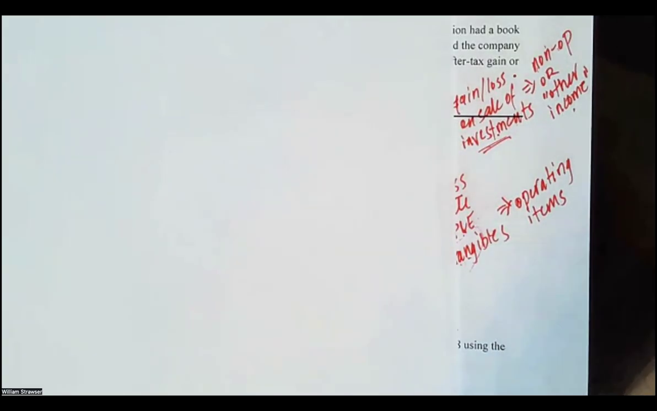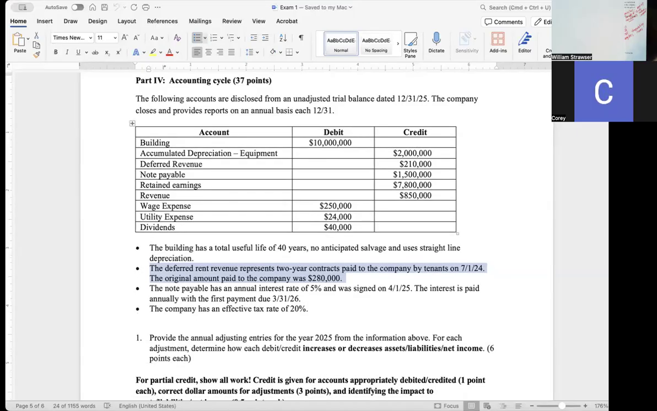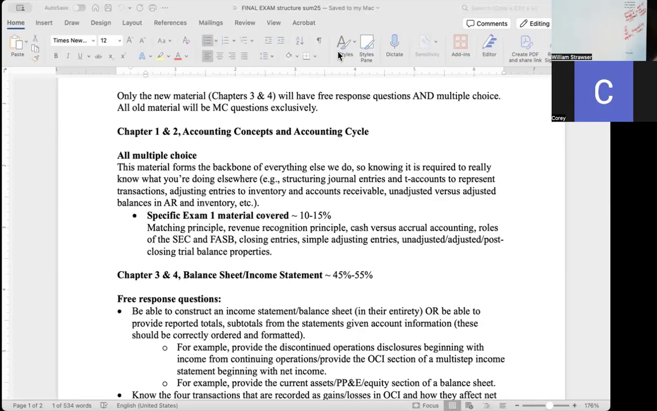Do the old exams make good study material? For sure. Because if you can work those exams, oops, I just shared the same thing. If you can work those exams, then you can definitely work the questions on the final. Well, if I can stop doing that.